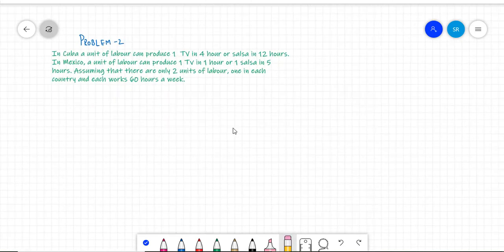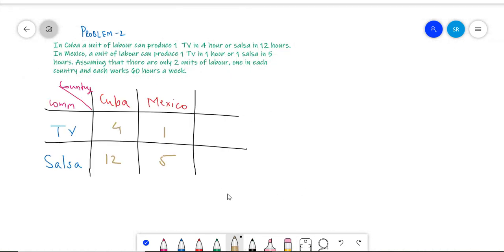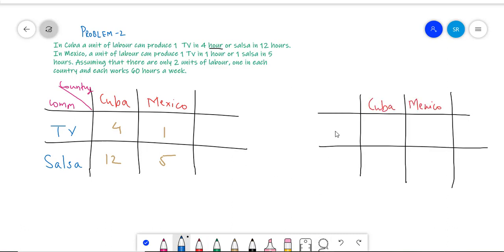Here, we first put everything in a schedule. So this is how the schedule looks. As you can see, this schedule is given to us in terms of hours. So let's first convert this schedule into production units. So this is how the new schedule, which consists of production units, will look.